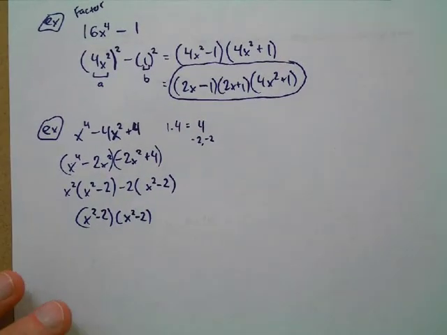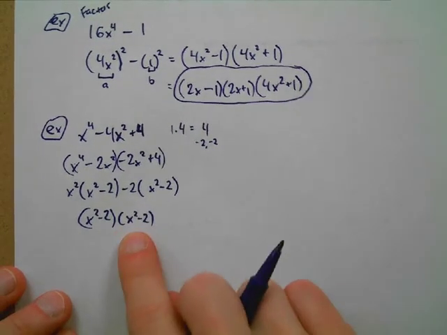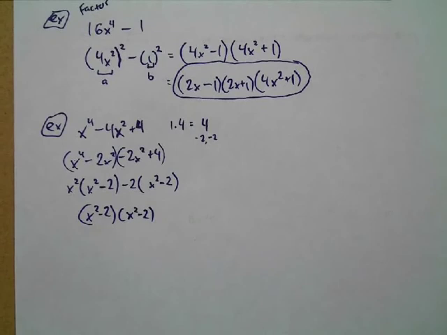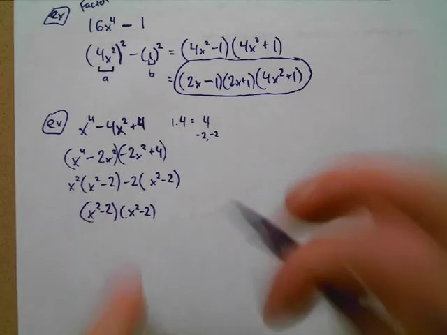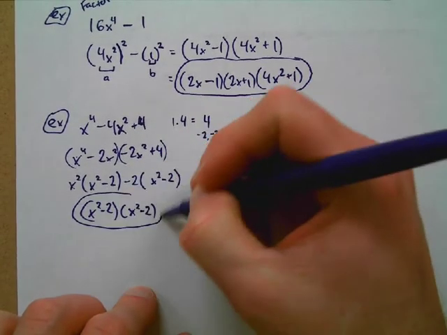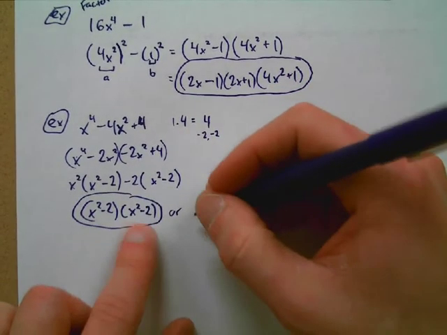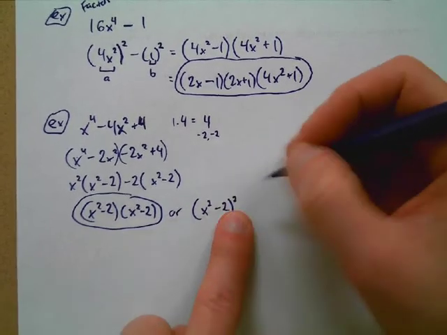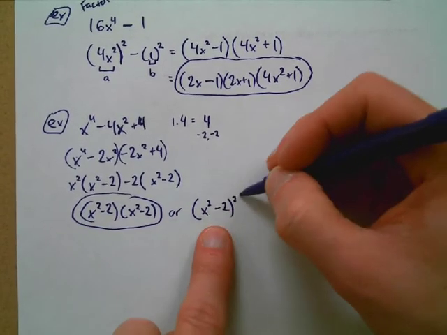Okay, so you can leave it like this if you want to. This is a difference, but are these both perfect squares? Is 2 a perfect square? No. So we can't factor that any further, right? So we can stop here. Or, since you're multiplying something by itself, we could also write x squared minus 2 quantity squared, right? Because when you multiply something by itself, that's just like squaring it. So this is also okay too.